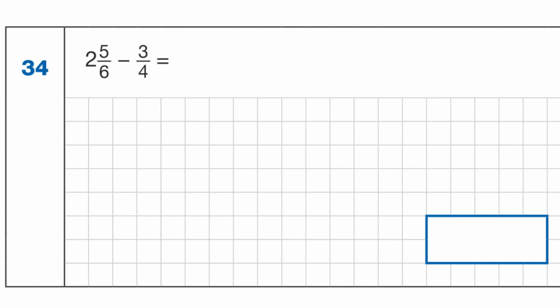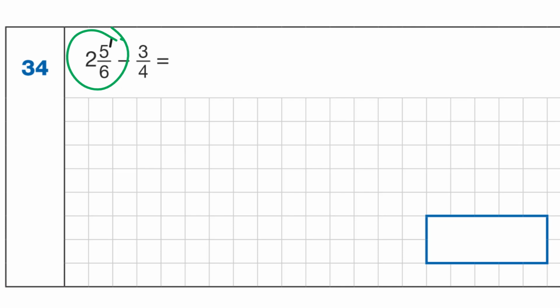Question 34, okay. 2 and 5/6 subtract 3/4. So we've got our first mixed number subtraction. Now with these subtractions, when I'm subtracting fractions and there's a mixed number, I always convert my numbers to improper fractions. Okay, I don't try and partition at all. So I'm going to change my 2 and 5/6 first of all to an improper fraction.